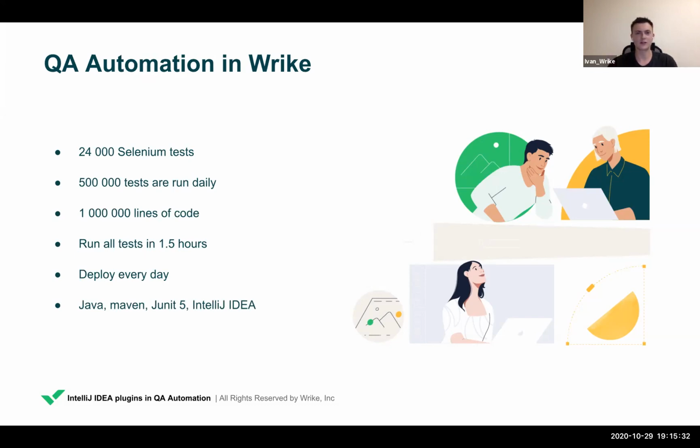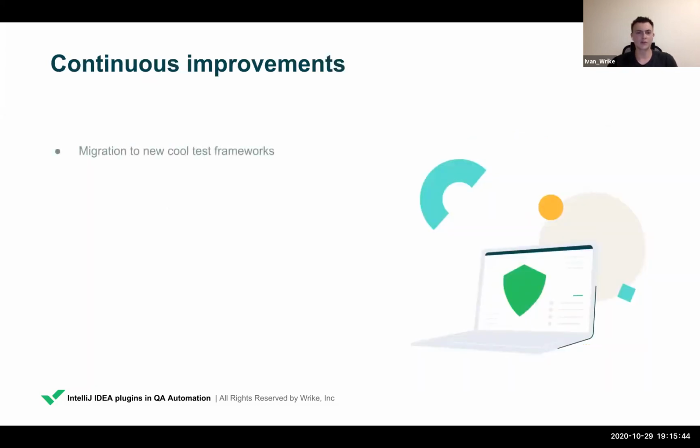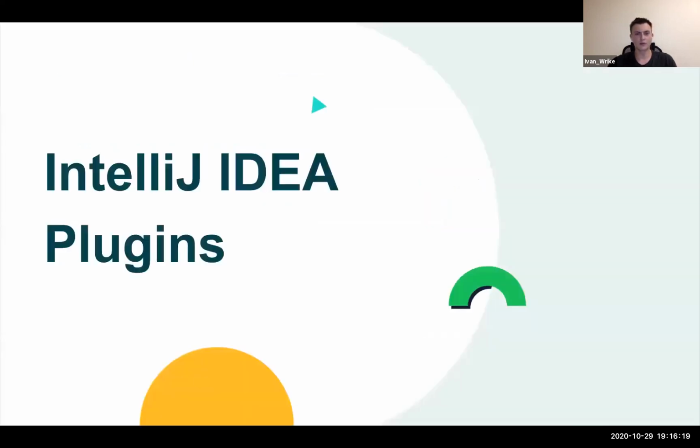As you can see, we have a lot of tests, a lot of code. How is it possible to run our tests in 1.5 hours? It is possible because we like continuous improvements, like migration to a new cool test framework like JUnit 5 or other instruments. We also like making huge refactorings or integrating our test framework with other internal tools. When I'm talking about huge refactoring, I think you understand that we can't do it manually because we have a lot of tests, and we have to find an effective way to solve this problem. For huge refactorings, we use IntelliJ IDEA plugins. Right now, I want to tell you a little about plugins.